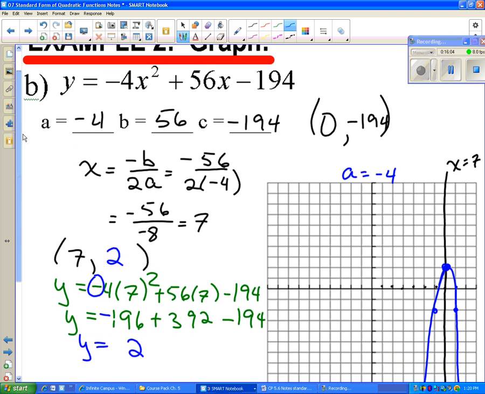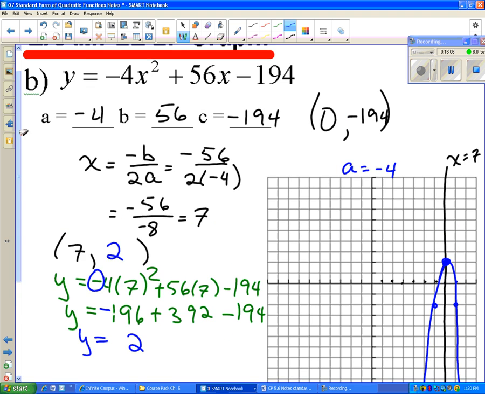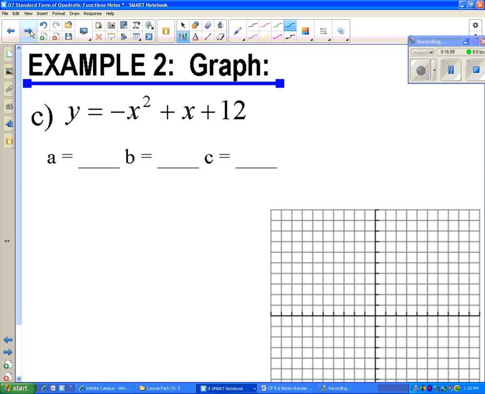So let's try doing this one more time, see if we can remember our steps. First, A, when it's in standard form, I want to pull off what A is, what B is, and what C is. I do know that the coordinate 0, C is my y-intercept, so 0, 12 is a point I can plot. So that's the coordinate 0, 12. That will be on my graph.